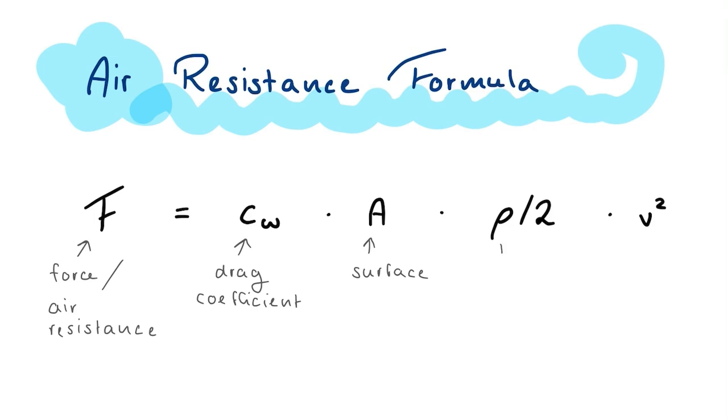Here we've got the air density. In this formula it's divided by 2. Air density usually has a value around 1.2 kilograms per cubic meter. Last but not least, we've got V, which is our speed, and our unit here is meters per second.